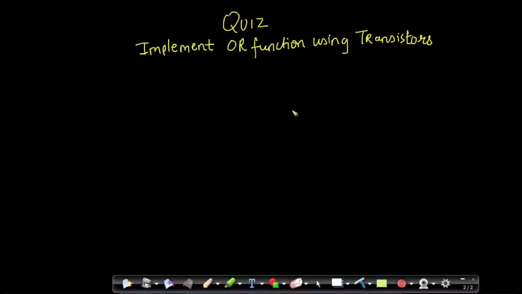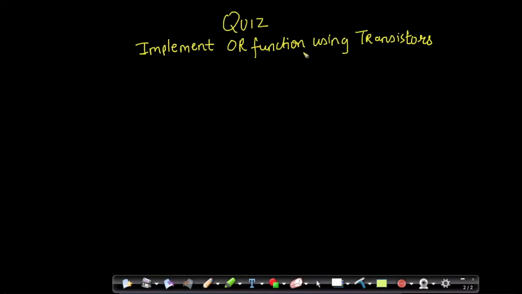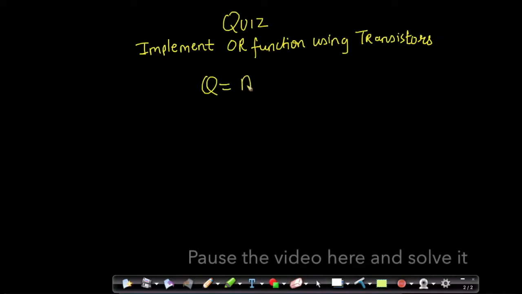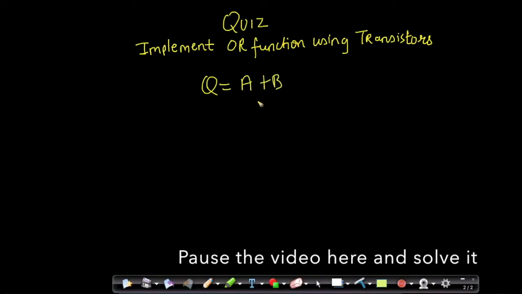So my challenge to you is to implement an OR function using transistors. So come up with a configuration just like we saw for the AND gate. Implement a similar configuration to have an output Q, which is a function of A plus B.